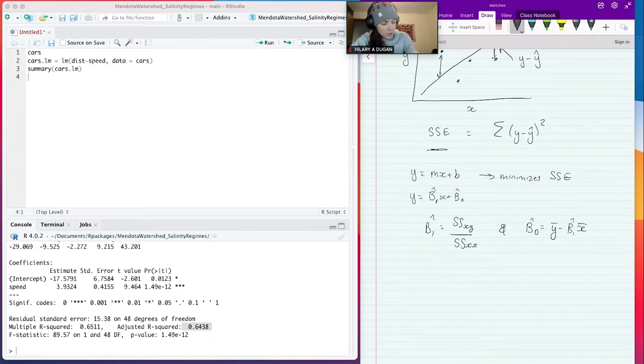And this is where SSxy equals the sum of xy minus the sum of x times the sum of y over n, and SSxx equals the sum of x squared minus the sum of x, squared, over n. So we now have these equations that we can use to actually solve for b1 and b0.